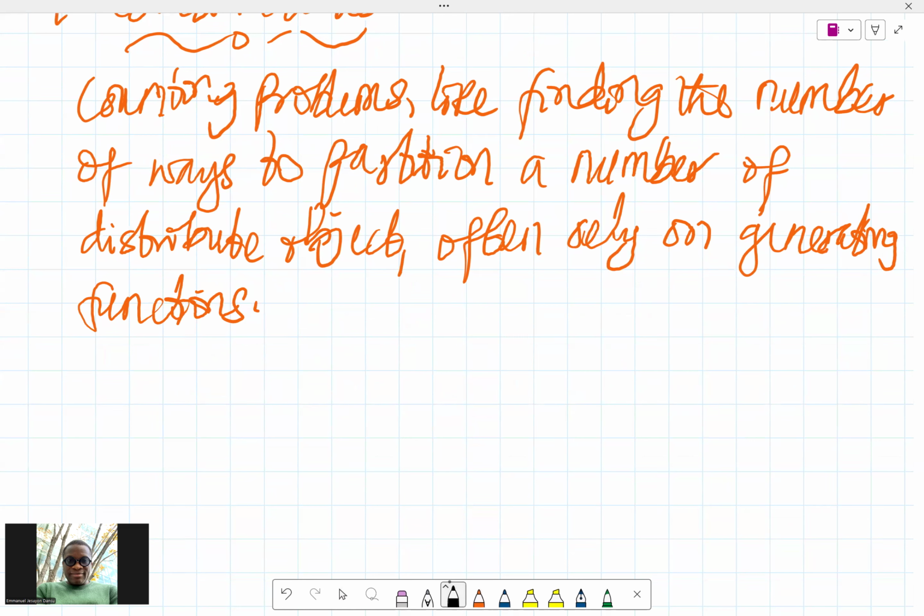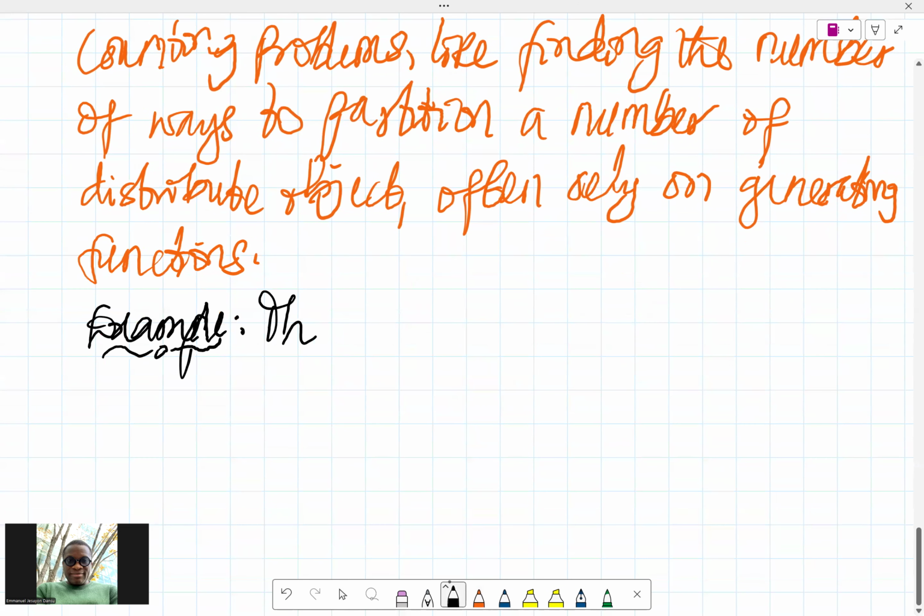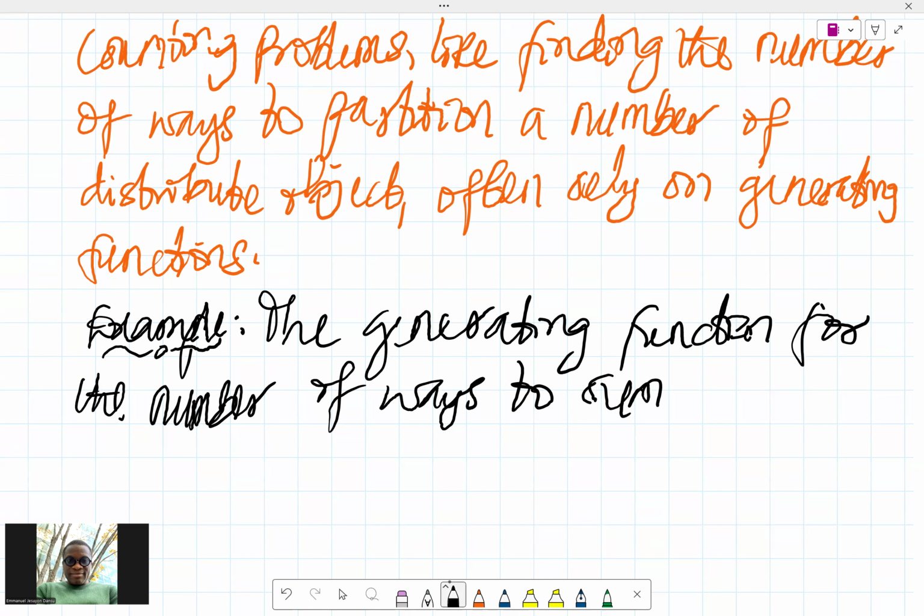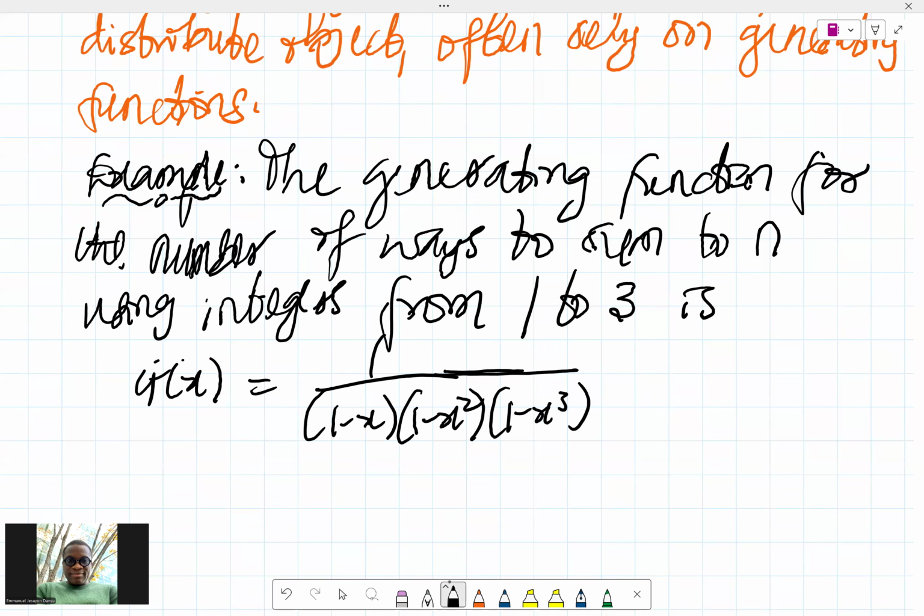So an example of that: the generating function for the number of ways to sum to n using integers from 1 to 3 is this: g of x equals 1 over (1 minus x) times (1 minus x squared) times (1 minus x cubed), like that.